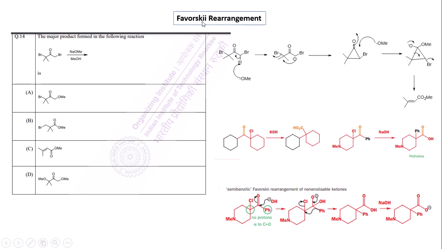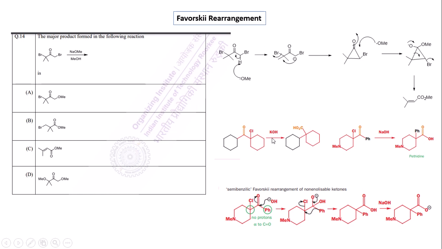Now, I am going to the Favorskii rearrangement problem. In the Favorskii rearrangement, we know that the alpha bromo substituted ketone undergoes a rearrangement reaction in presence of base or sodium methoxide via the cyclopropanone intermediate, and gives the ester or carboxylic acid. Here, in the given problem, the alpha position is deprotonated, the carbanion is formed, and after that the cyclopropanone intermediate is formed, and after the cleavage of this cyclopropanone intermediate followed by the elimination of the Br group, we get the alpha beta unsaturated ester compound. So option C is the correct answer.